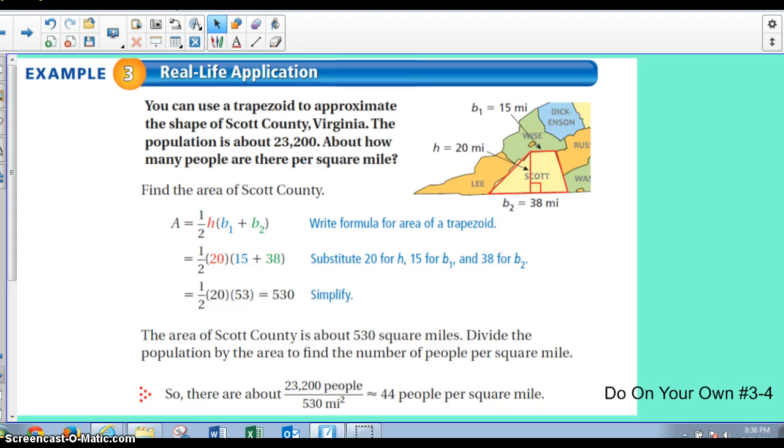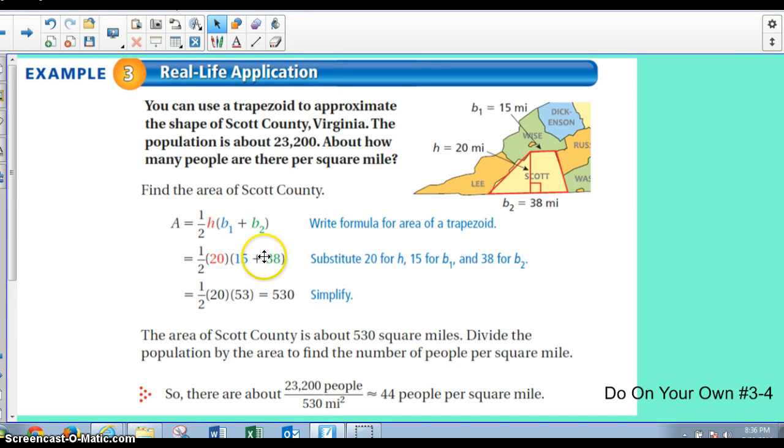All right, example 3. You can use a trapezoid to approximate the shape of Scott County, Virginia. The population is about 23,200. About how many people are there per square mile? Well, let's take a look. Once again, they have written out the formula. They have identified the approximate trapezoid. So we insert base 1, 15 miles. Base 2, 38 miles. Height, 20 miles.